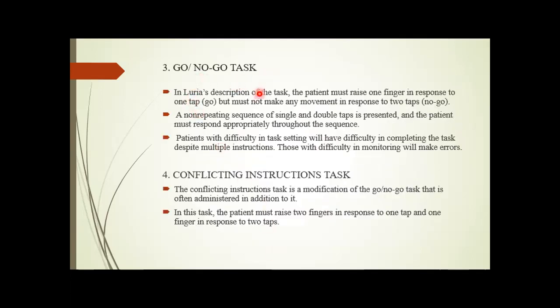Third is the go/no-go task. In Luria's description of the task, the patient must raise one finger in response to one tap, that is go, but must not make any movement in response to 2 taps, that is no-go. A non-repeating sequence of single and double taps is presented, and the patient must respond appropriately throughout the sequence. Patients with difficulty in task setting will have difficulty in completing the task despite multiple instructions. Those with difficulty in monitoring will make errors.